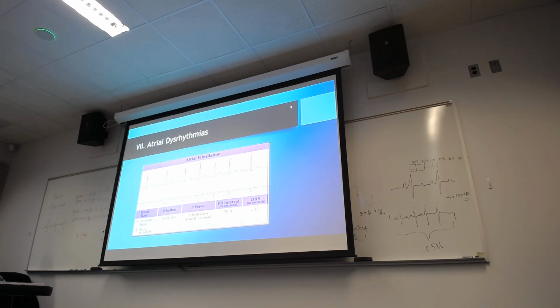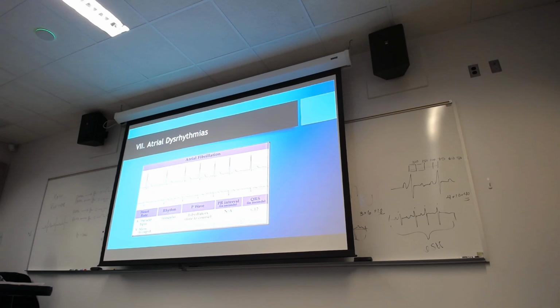AFib. So AFib can be either rapid or not rapid, right? Depending on its rate, but the characteristic part of the atrial fibrillation is what? No P waves. Because you have pacemaker cells within the atria that are fibrillating or randomly sending out electrical impulses. Therefore, there's not one organized impulse coming from the SA node. And that's why you end up not getting a P wave.